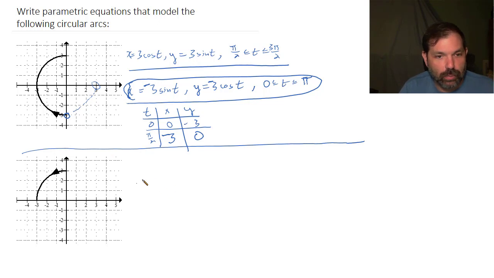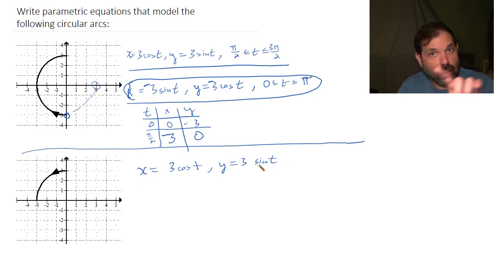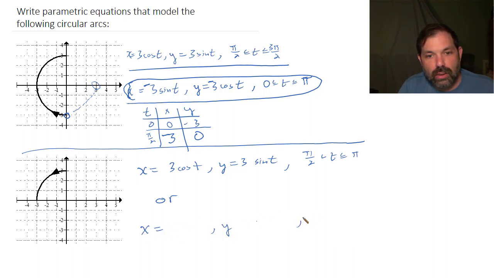Similarly, for the second example, I could start by saying x equals 3 cosine t, y equals 3 sine t. That's going to give me the counterclockwise rotation and have t vary from pi over 2 to pi. That would be one possibility. Another possibility would be to fix x and y, and instead have t go from 0 to pi over 2, since it's a quarter rotation.